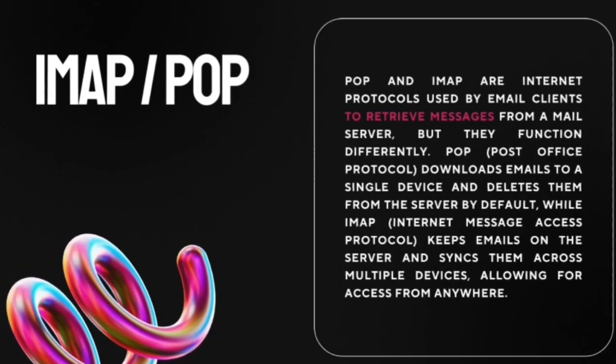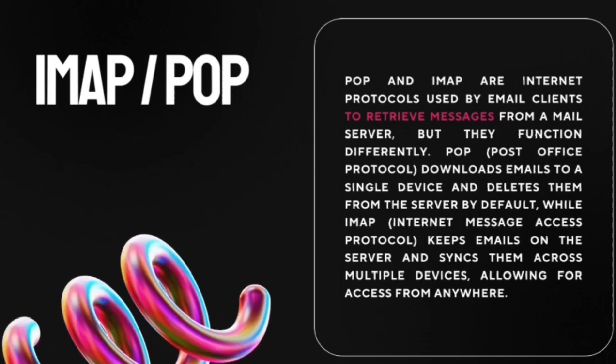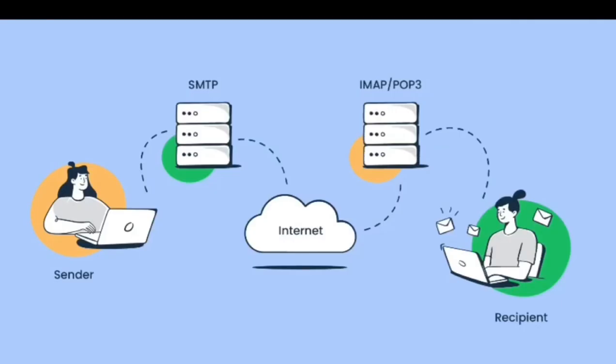Put it all together. When you send an email, SMTP sends it out from your device through servers across the internet until it reaches the recipient's mail server. Then, when the recipient checks their inbox, either POP or IMAP retrieves that email and displays it on their device. So every email you send makes a small but complex journey from your Gmail through SMTP highways to the mail server and is finally fetched by POP or IMAP into someone's inbox.